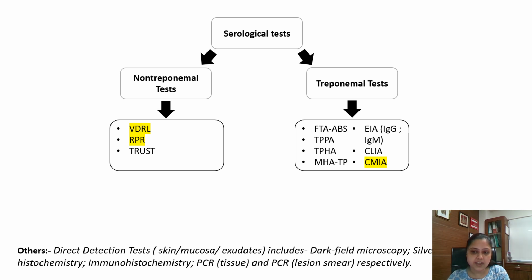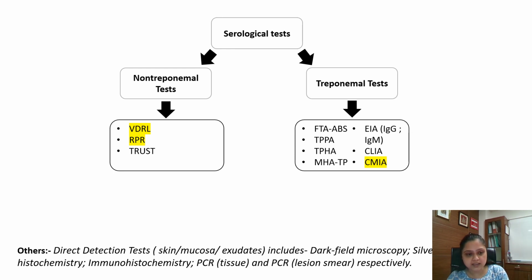Non-treponemal tests which are commonly employed are the VDRL, Venereal Disease Research Laboratory, and RPR, and TRUST, which is not commonly used in the Indian setup. Treponemal tests include the fluorescent treponemal antibody absorption, Treponema pallidum particle assay, Treponema pallidum hemagglutination, MHTP, CLIA, CMIA.